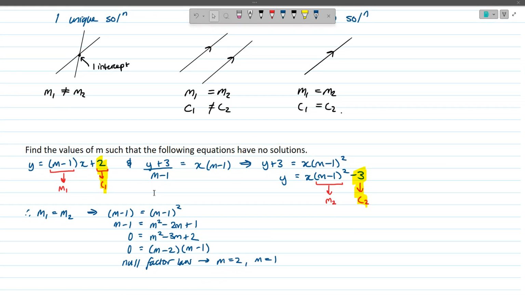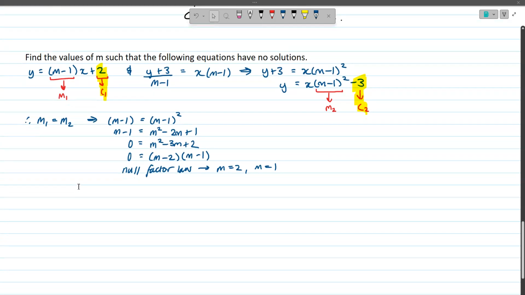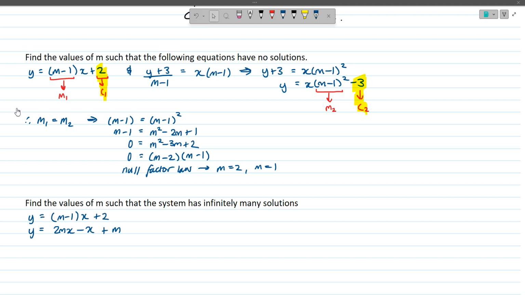Hopefully you guys understand. So now I'm going to get you guys to try one for yourself. I'll make it a little bit easier for you guys, so give this one a shot. Find the values of m such that the system has infinitely many solutions. y is equal to m minus 1 brackets x plus 2, y is equal to 2mx minus x plus m. So definitely something a little bit different, with different challenges compared to the last one. And obviously it's already transposed for you guys, so hopefully you figure that out, and I wish you all the best. Please pause the video, give this one a shot, and we'll see you in a moment.